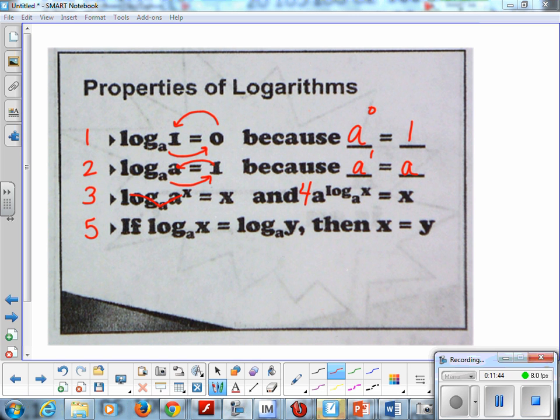If I have log base a of a to the x, those cancel, and you're just left with x. If you are taking a to the power of log base a of x, you're also just left with x. They cancel each other out. If you have log base a and log base a on opposite sides, they cancel, and you're just left with x is equal to y.